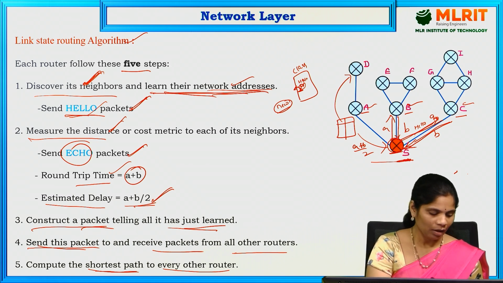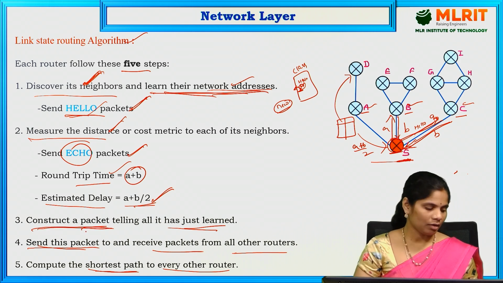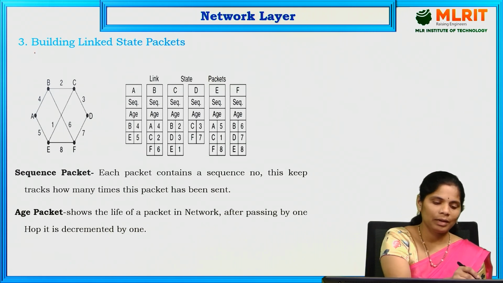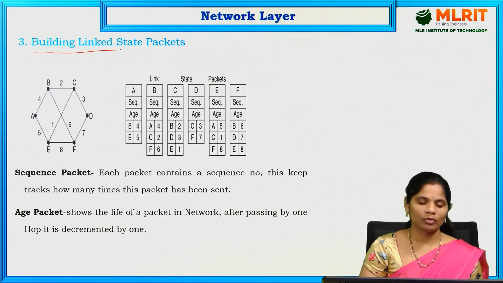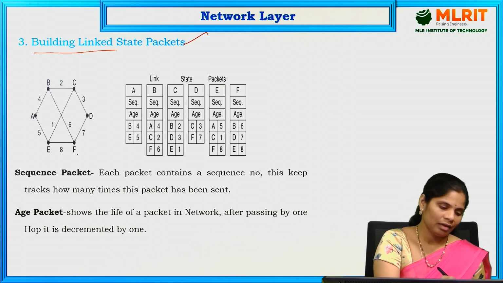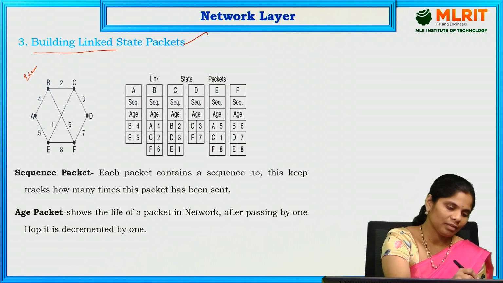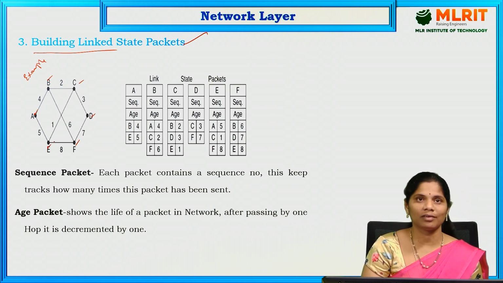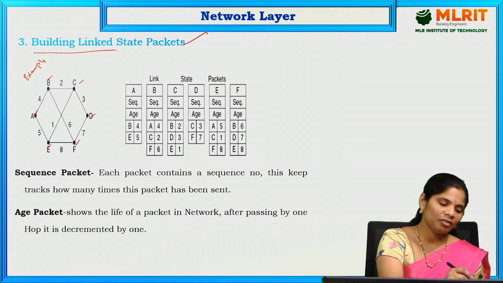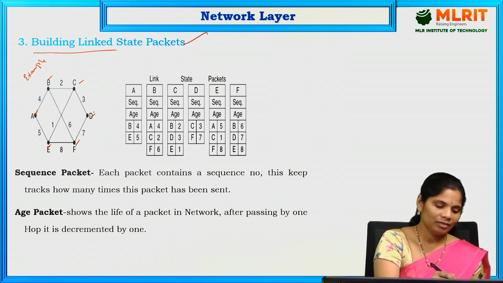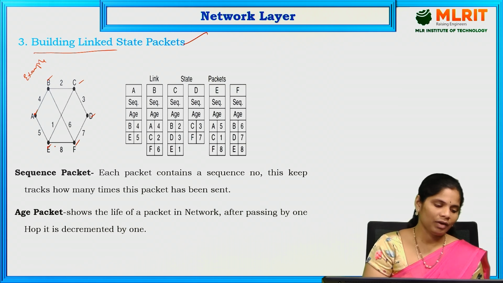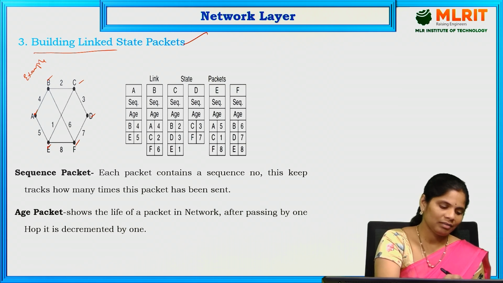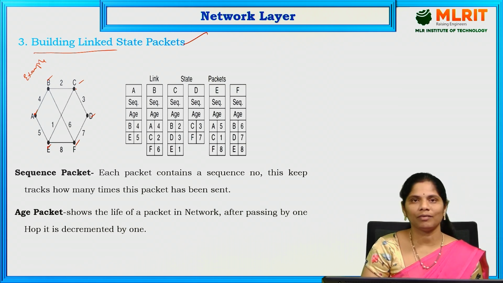Then okay. Next, how are we going to construct the packet? That is building the packet. See here, this is the example. In this example, how many routers are there in total? A, B, C, D, E, F. 6 routers are there. Here the distances are given: A to B is 4, B to C is 2, C to D is 3, D to F is 7, E to F is 8, A to E is 5, B to F is 6, and at the same time E to C is 1. Like that we have given some distances.